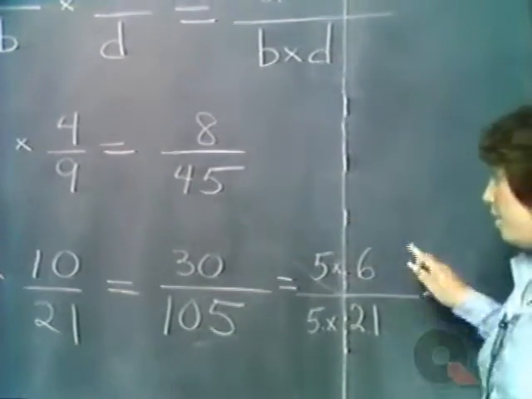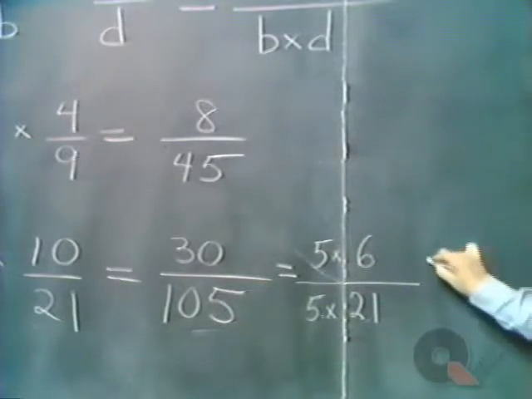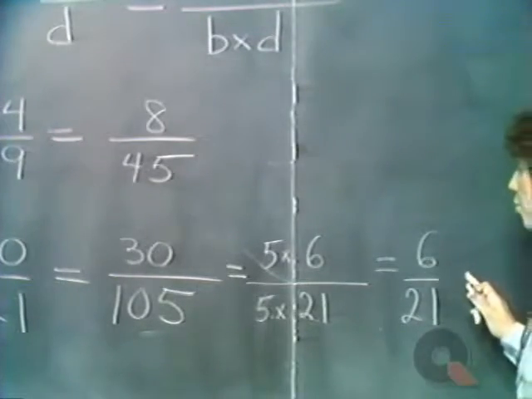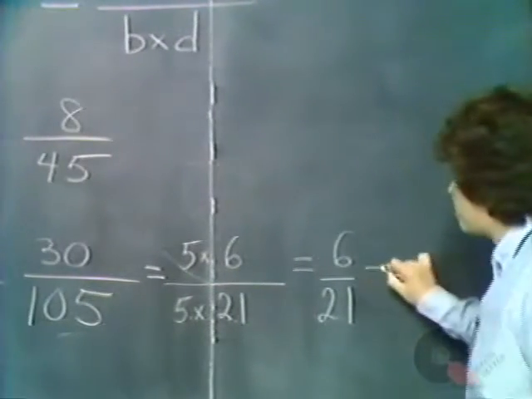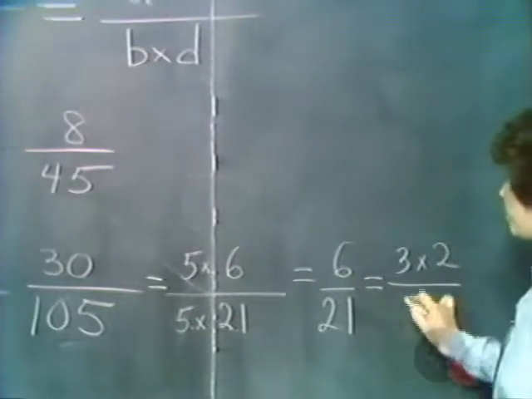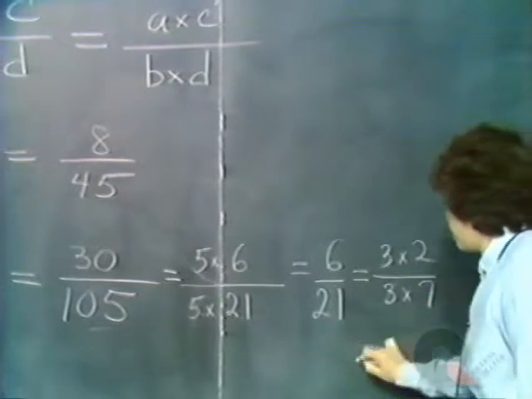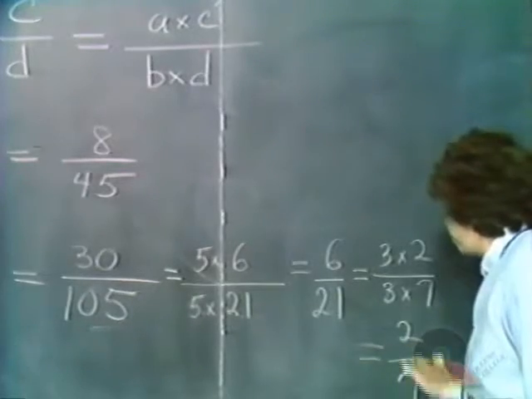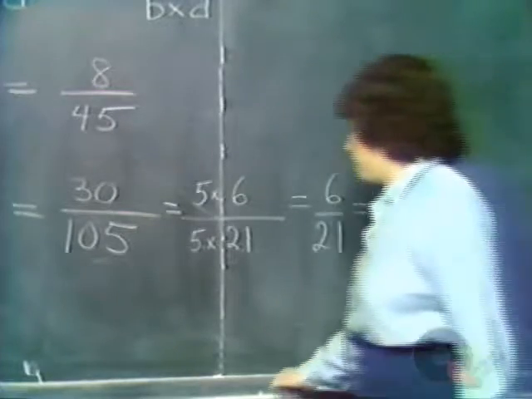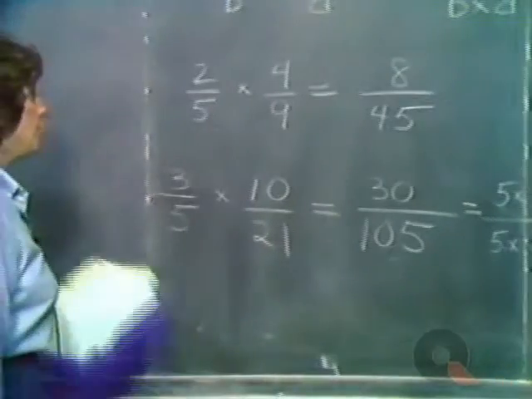Okay, 30 is 5 times 6, 105 is 5 times 21, so we can cancel the 5s and write this as 6 over 21. However, 6 over 21 will also not be one of the choices on the assessment test, and that's because 6 is really 3 times 2, and 21 is really 3 times 7, and you can cancel the 3s, giving us a final answer of 2 sevenths, and that most likely would be the answer that you would have as one of the choices on the exam. So the answer to this multiplication is 2 sevenths.